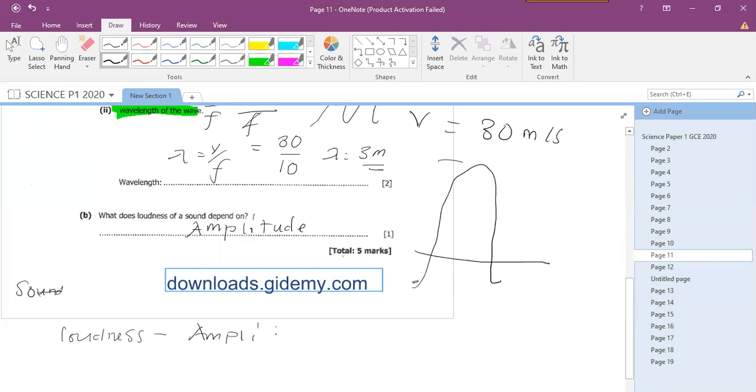But there's also in sound something known as the pitch. So the pitch of sound depends on the frequency of the wave. So that's the frequency of the wave. So take note of this.